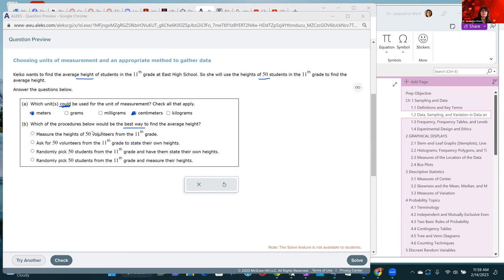And again, I do not recommend volunteers, or stating their own heights. So this one, randomly selecting the 50 students, names out of a hat, random number generator, out of all the student IDs or whatever. Okay.